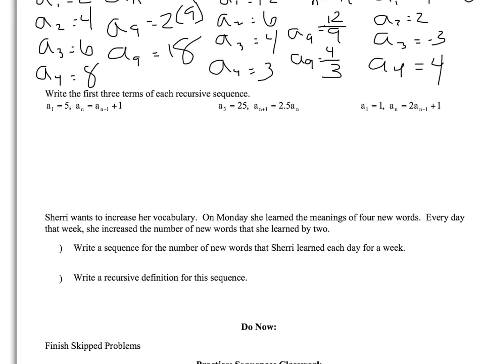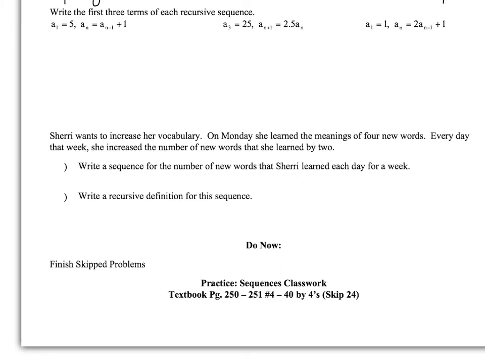Now this next piece, it says write the first 3 terms of each recursive sequence. Recursive sequences are also difficult to do. Alright, it tells us that the first term is equal to 5 and it gives us a formula. We want to find the second and the third term. Now if you look at this problem, I would ask you, is n or n minus 1 bigger? Hopefully you would say n is bigger. So call that your bigger term. Call it A2.